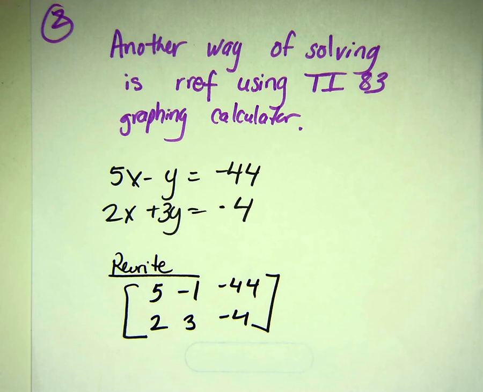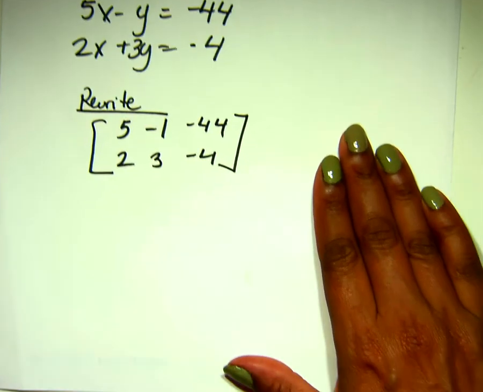So one of the things that I did, I rewrote it. So here's your equation right here, or system of equations. Notice when I rewrote it, I only used my coefficients. Now the coefficients are the same thing as your numbers. So I rewrote the 5, -1. Remember, you're looking at 1y. Then the -44. Then the +2, +3, -4. So this is what I got.